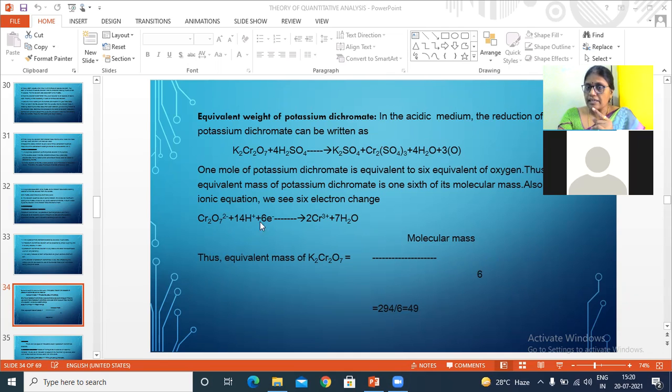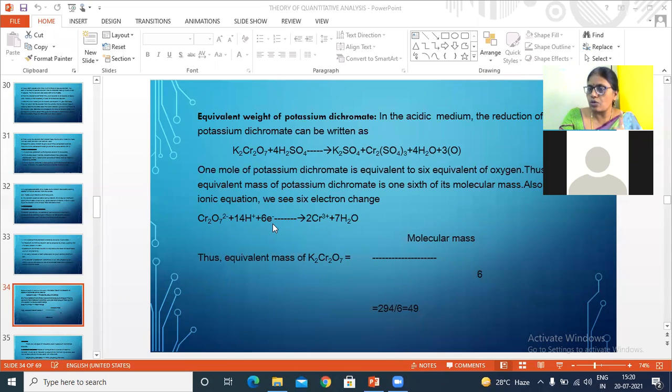That is simply the ionic equation; we can also represent it with 6 electrons, which are used for the conversion of potassium dichromate to chromium. This is the ionic equation, and this is the molecular equation. If you remove K+ and 2K+, it converts to Cr2O7 2-. So this is the ionic representation of the same equation.